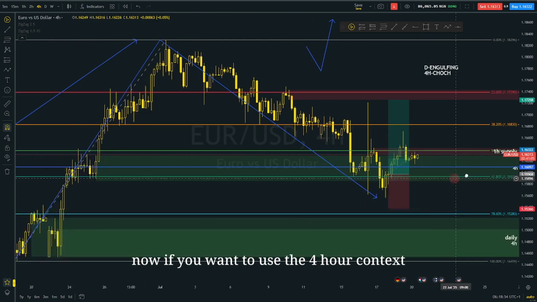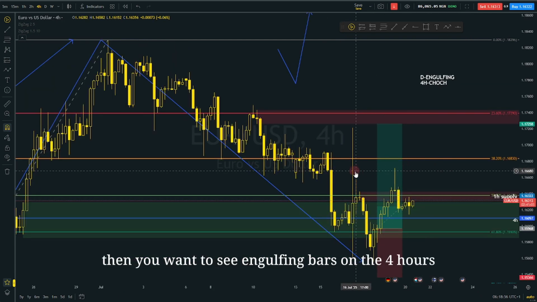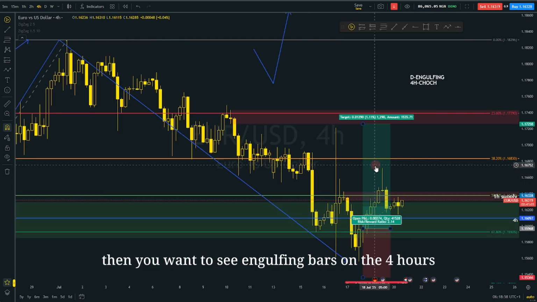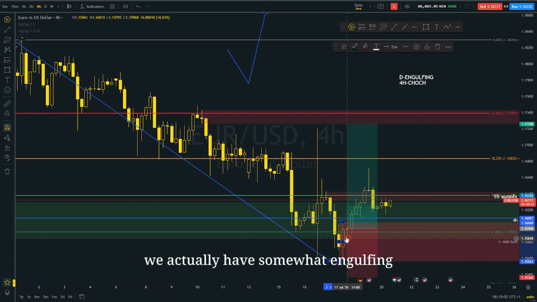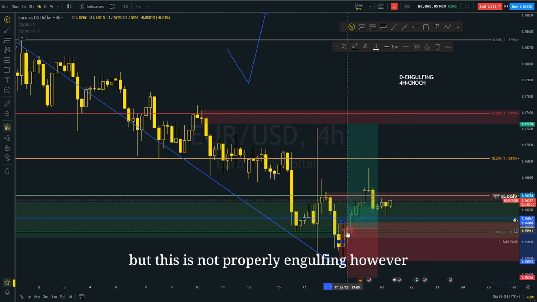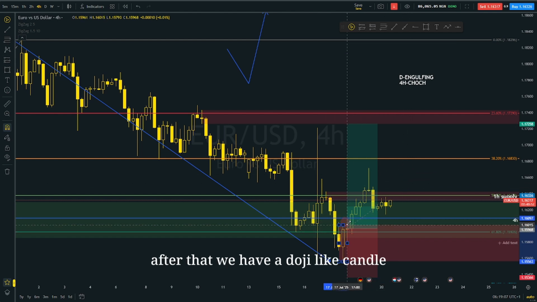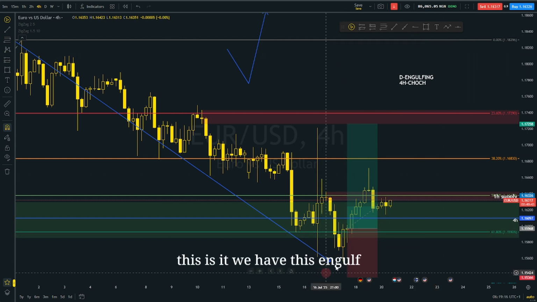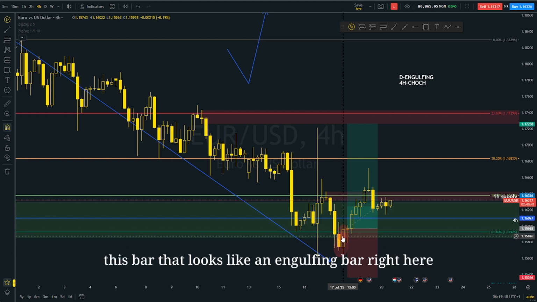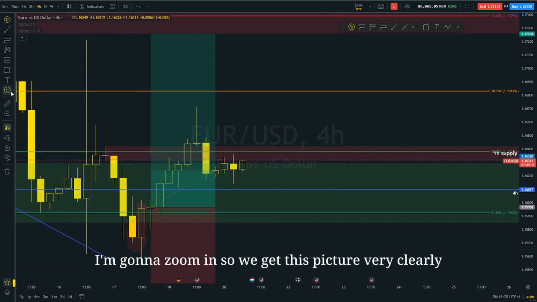Now if we want to use the 4 hour context, then we want to see engulfing bars on the 4 hours, and you can see that right here. We actually have somewhat engulfing, but it's not properly engulfing. However, after that we have a doji-like candle. So this is the doji-like candle right here. This is it. We have this bar that looks like an engulfing bar right here. I'm going to zoom in so we get this picture very clearly.